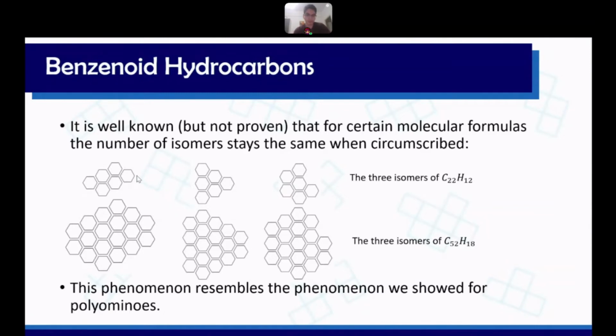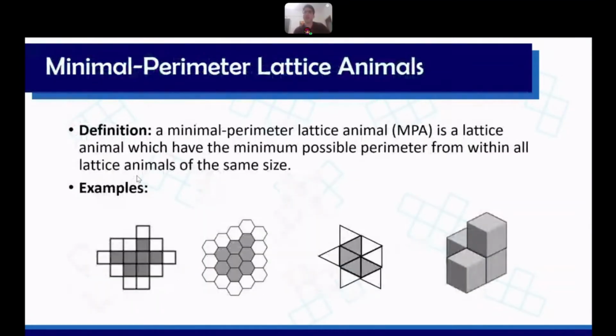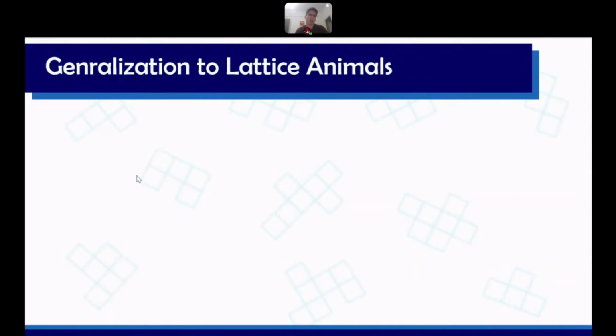And this phenomenon really resembles what we've shown for polyominoes. So this raises the question for which lattices this phenomenon exists. For which lattices we have this bijection between sets of minimal perimeter lattice animals. And this brings me to our main result. And the main result is as follows.